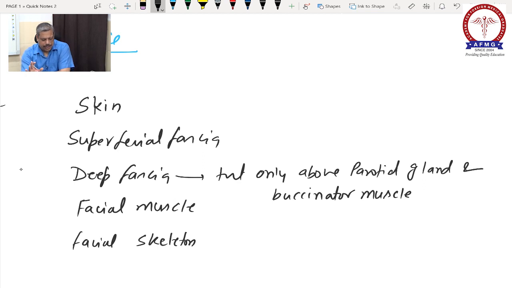It is present only above two areas: the parotid region, which is present anterior to the pinna, and above the buccinator muscle, which is anterior to the parotid gland.